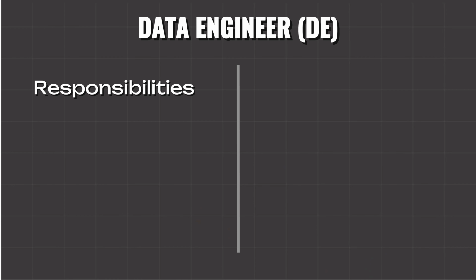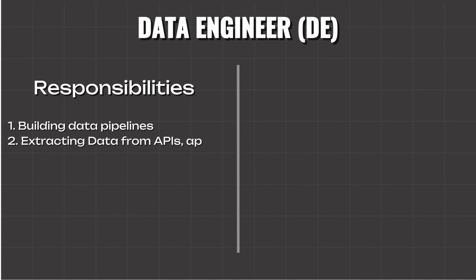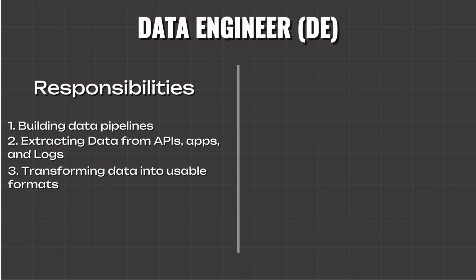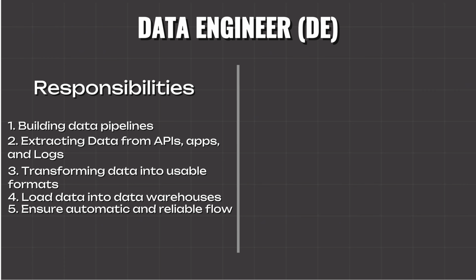The day-to-day work of a data engineer will entail building data pipelines, extracting data from APIs, apps, and other logs, transforming messy data into clean formats that make them ready for use. They also load data into data warehouses and ensure that data flows automatically and reliably. They are basically building highways that this data gets to travel through, from where it is being created to where it is stored, and all the way down to where it is being consumed and used.